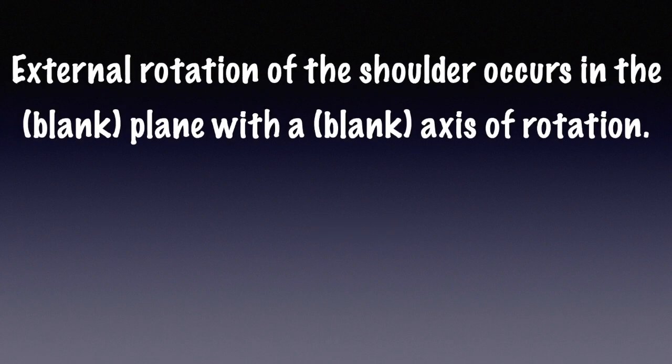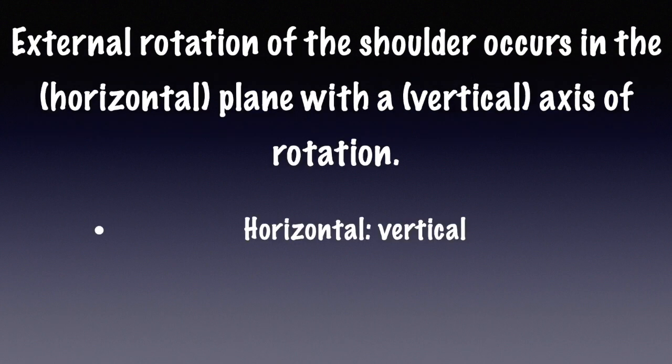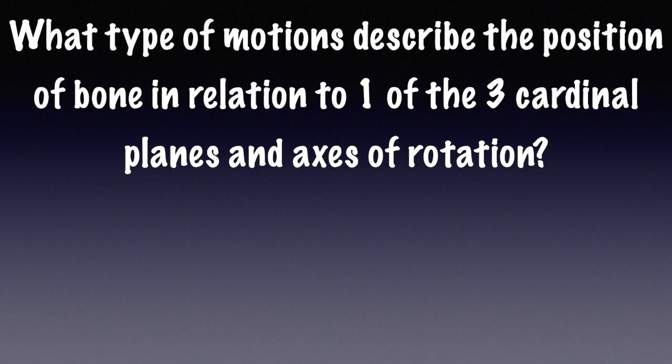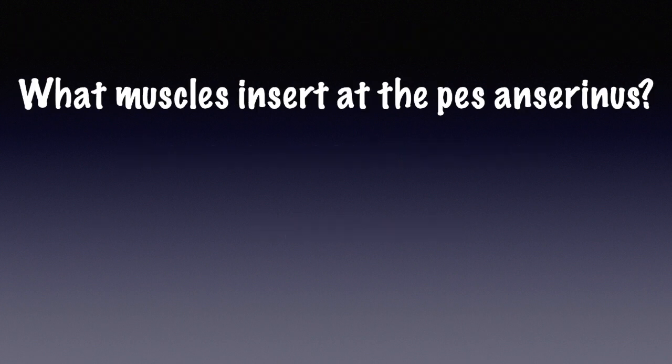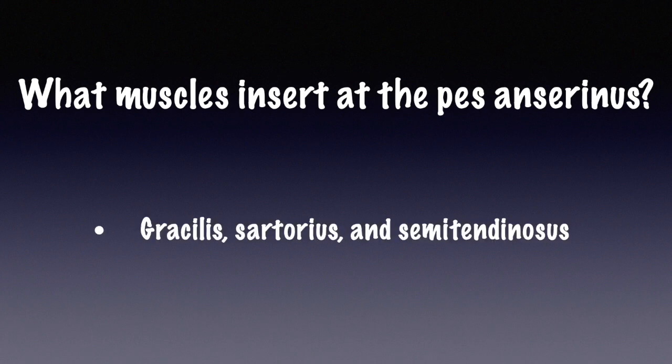External rotation of the shoulder occurs in the horizontal plane with a vertical axis of rotation. What type of motions describe the position of bone in relation to one of the three cardinal planes and axes of rotation? Arthrokinematics. What muscles are inserted at the pes anserinus? Gracilis, sartorius, and semitendinosus.